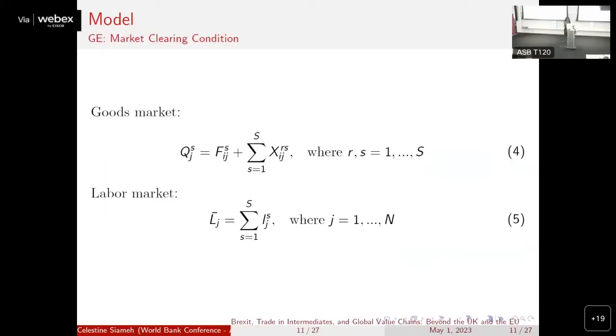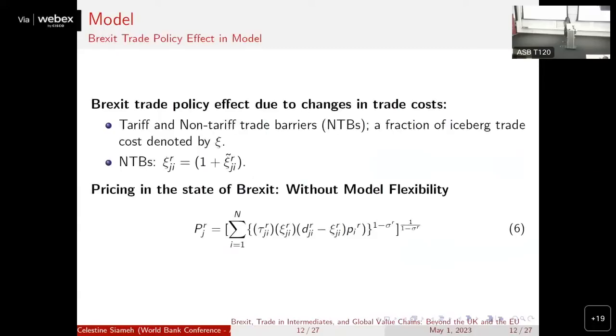Okay, so this is my general equilibrium market clearing condition, which I won't brief. Someone will ask, where is Brexit in my model? Brexit simply has to do with the trade cost. The effect of Brexit in my study comes from the trade cost. I'm looking at two major trade costs here: tariffs and non-tariff trade barriers. The non-tariff trade barriers are not easily observed, but they are part of the iceberg trade cost.